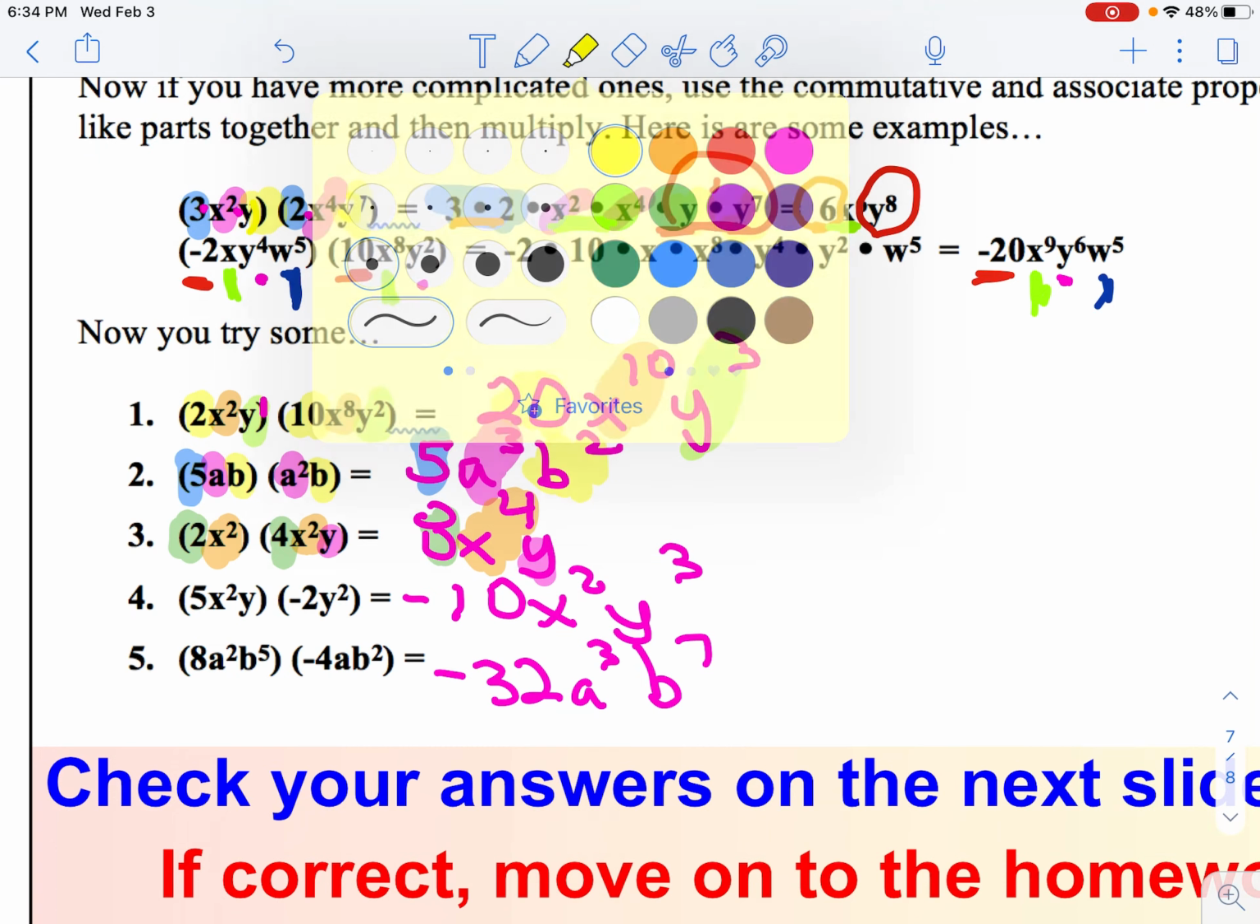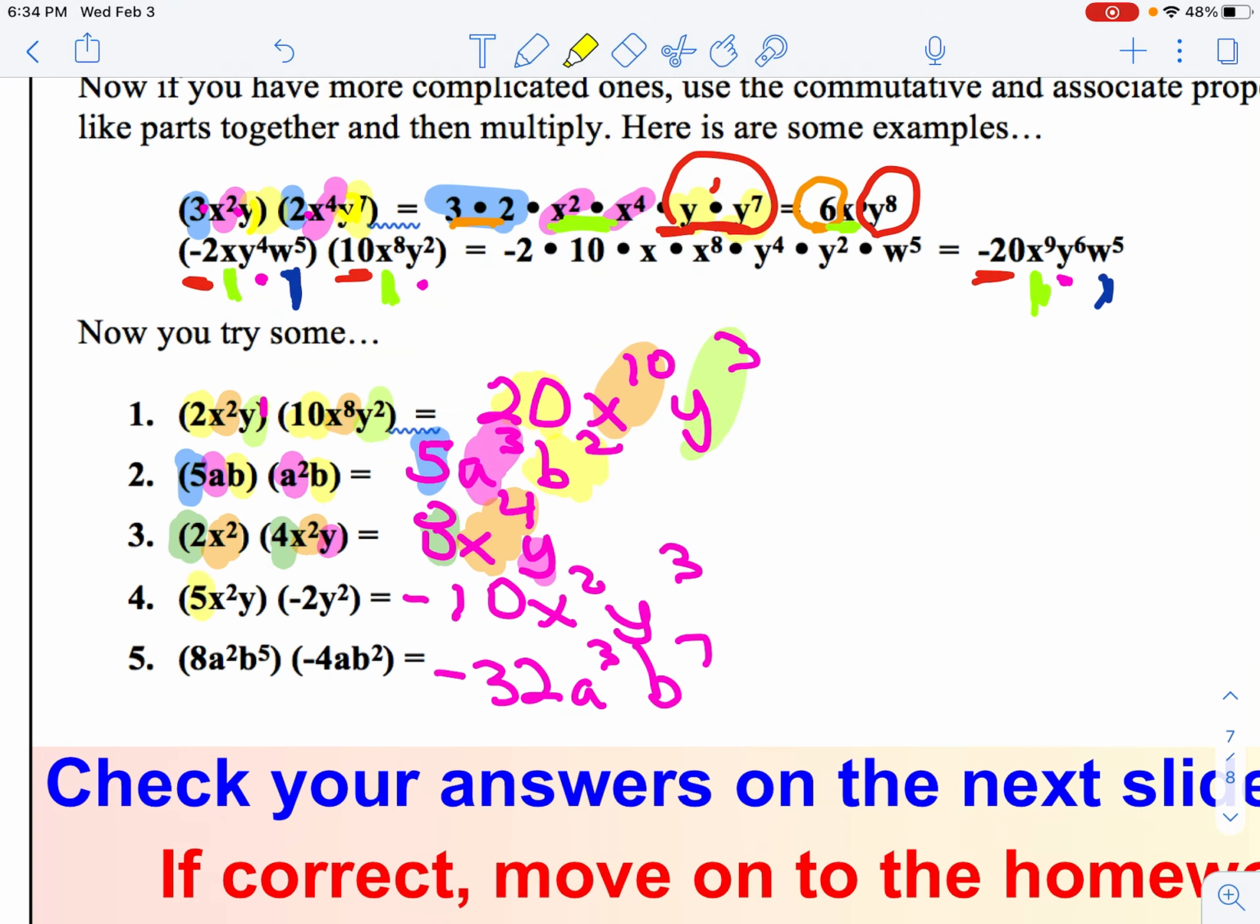Okay, again, here's the explanations if you're not getting these correct. We have 5 multiplied with -2 gives you -10. You have x squared, and there's no more x squareds to multiply with it, so that just stays the same. And then you have y multiplied with y squared would give you a total of 3 y's multiplied together.